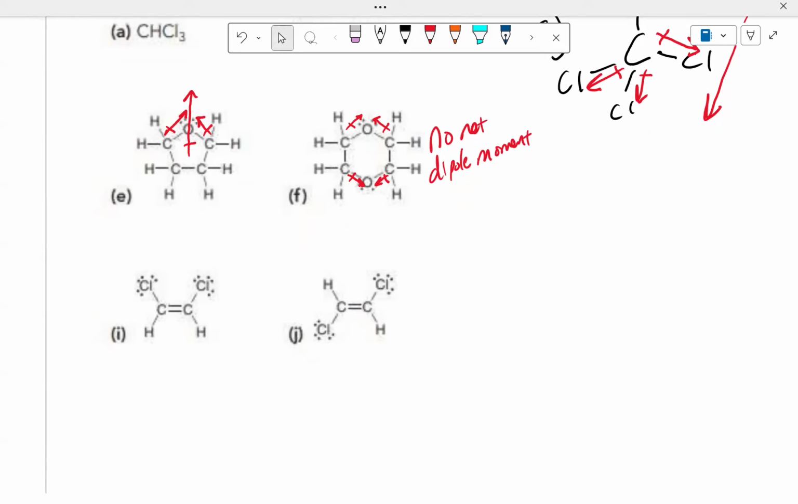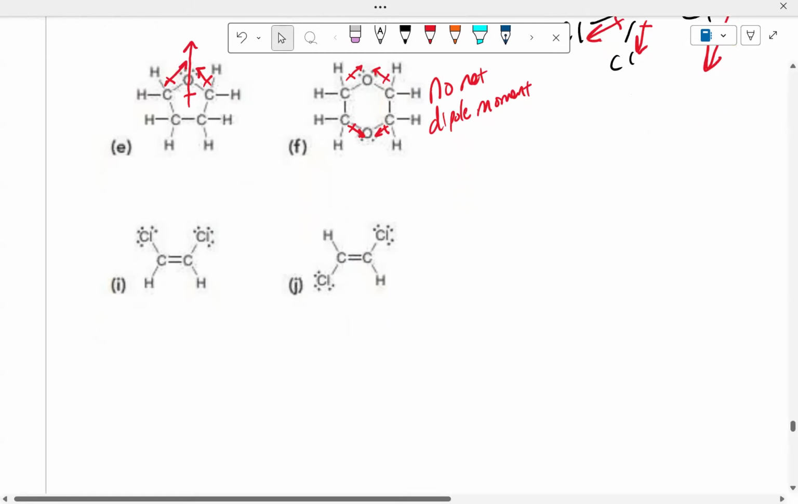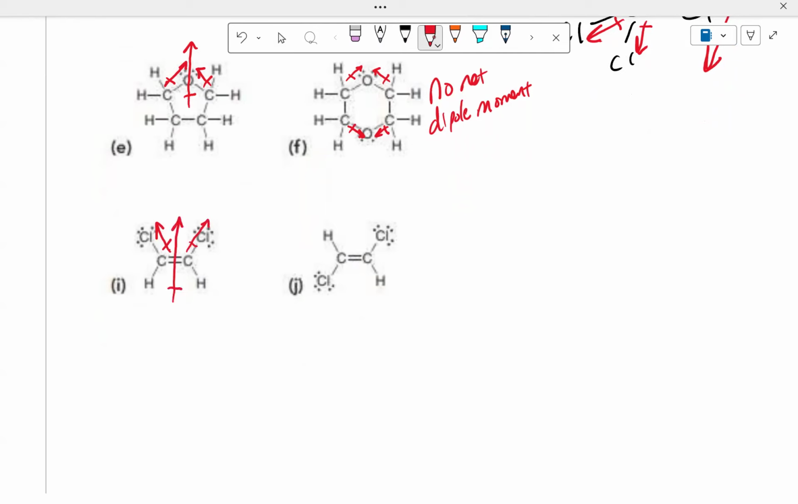Now let's take a look. I and J are very similar, but I want you to take a look at how slightly different they are. Because in I, again, we're focused on the carbon and the chlorine polar bonds. You have one going upward to the left, one upward to the right. There's a net direction of polarity in towards the middle of those chlorines. So that would be polar.